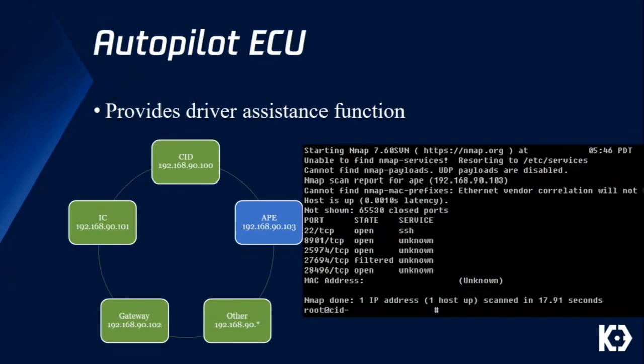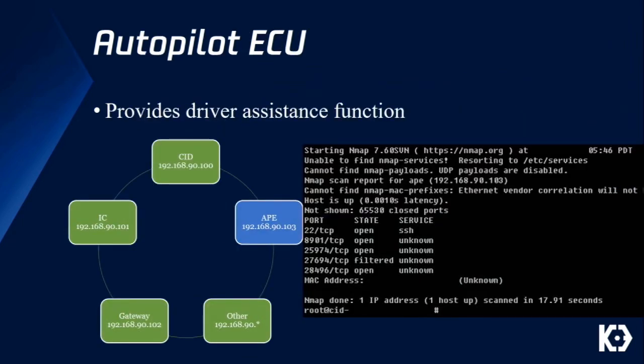So on Tesla Model X, the Autopilot ECU is the most significant component which provides the driver assistant function. Like CID, there are few interfaces on APE for interacting with the outside world. So on Tesla, APE, CID, IC, and Gateway are on the same network. So firstly, we focus on the ports opened by APE.